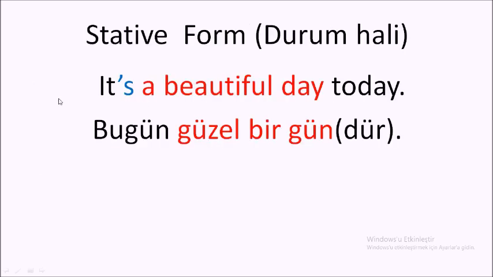Let's go to the next part here, stative form, which is durum hali. In Turkish we say durum hali. Stative form means there's no action at all in a sentence. That's why we call it stative form. So, example, it is or it's a beautiful day today. So here, today in Turkish means bugün.